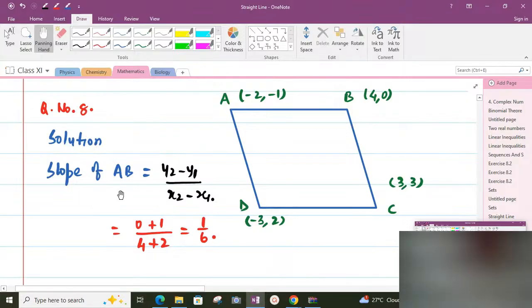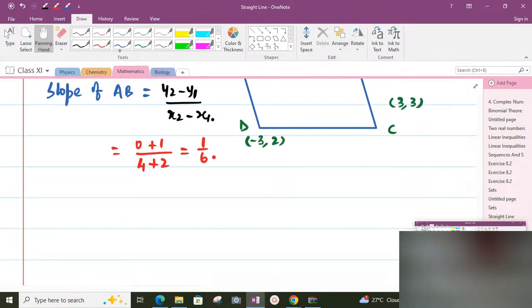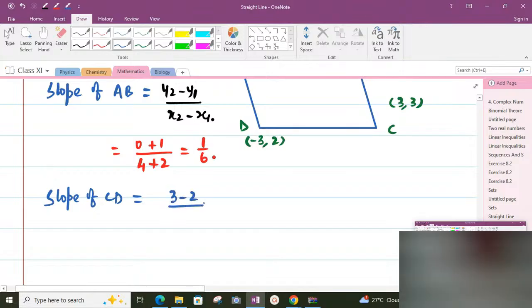Similarly, slope of CD equals 3 minus 2 by 3 minus -3, which equals 1 by 6. Slope of AB equals slope of CD. So AB and CD are parallel to each other.